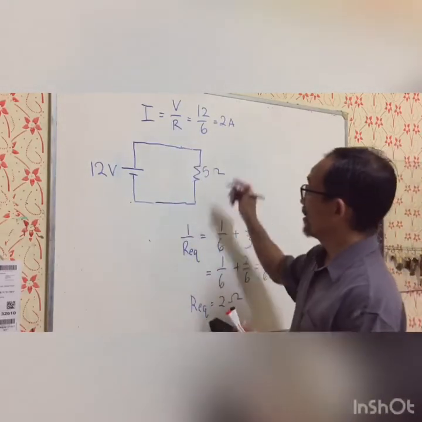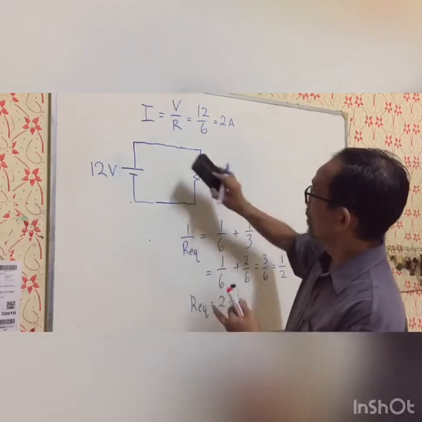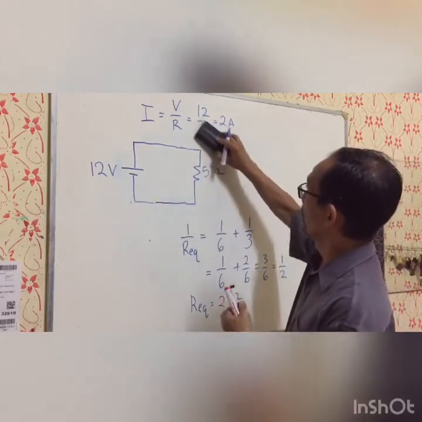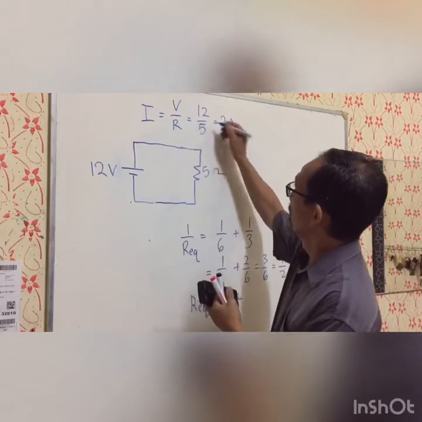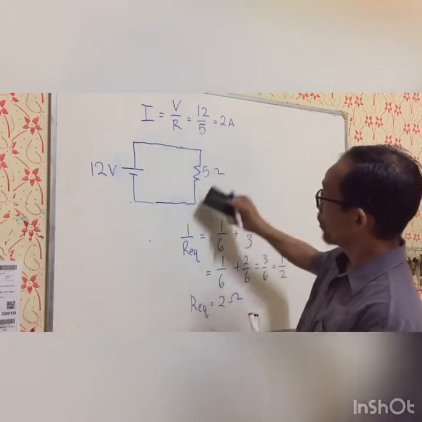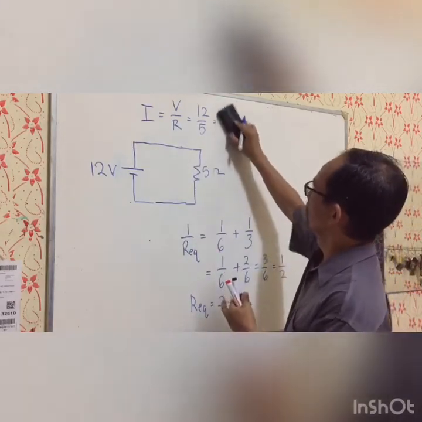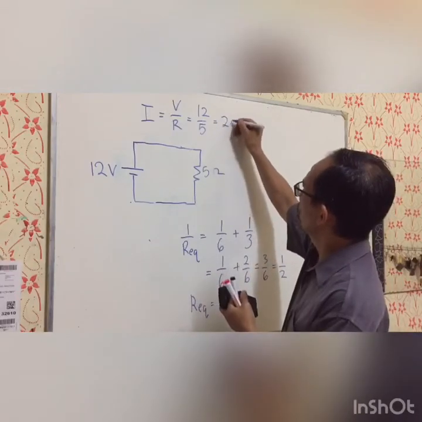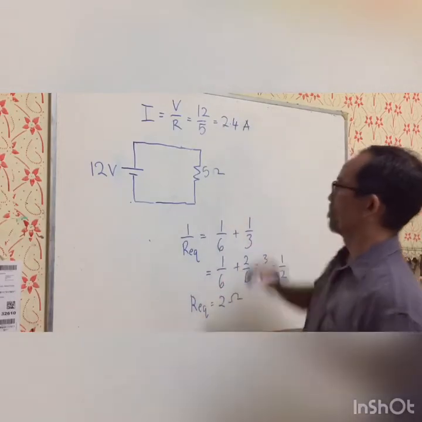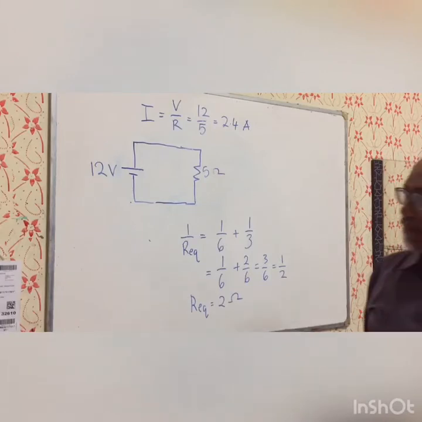And so in this case, I would become 12 over 5, and we have the current that is going through the circuit is now 2.4 ampere. Okay.